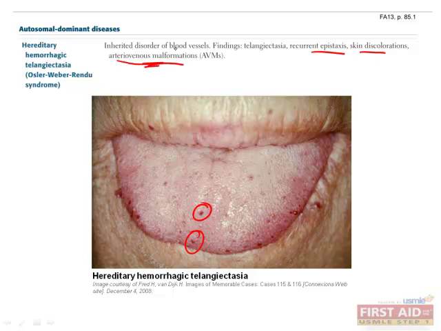Do you remember what arteriovenous malformations are? They're abnormal connections between veins and arteries which allow blood to bypass capillaries and go directly from the artery to the vein, and they most commonly occur in the central nervous system.